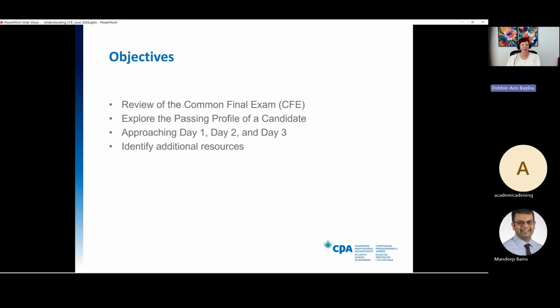As a result, our 4 objectives are that we're going to spend time reviewing the structure of CFE. I'm going to spend quite a bit of time reviewing the passing profile for a candidate. I'm going to talk about the different approaches for day 1 versus day 2 versus day 3. Plus, I'm going to provide you with some additional resources.